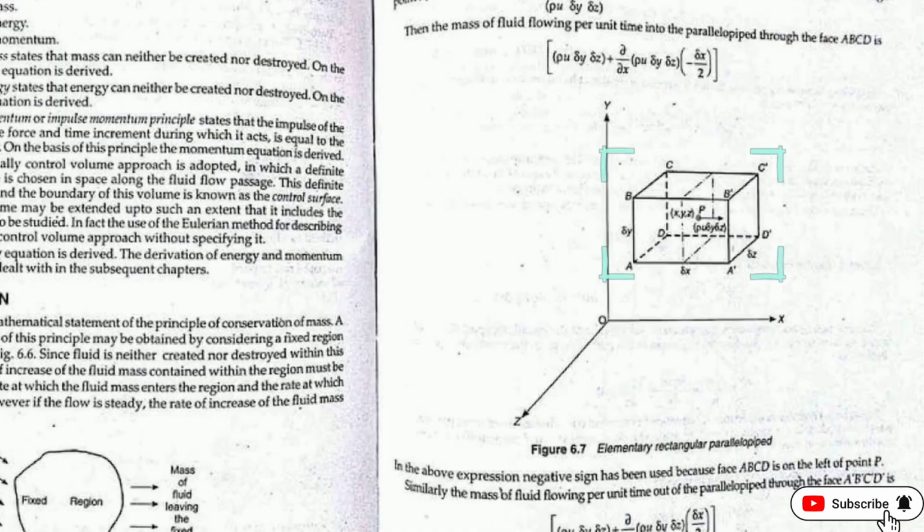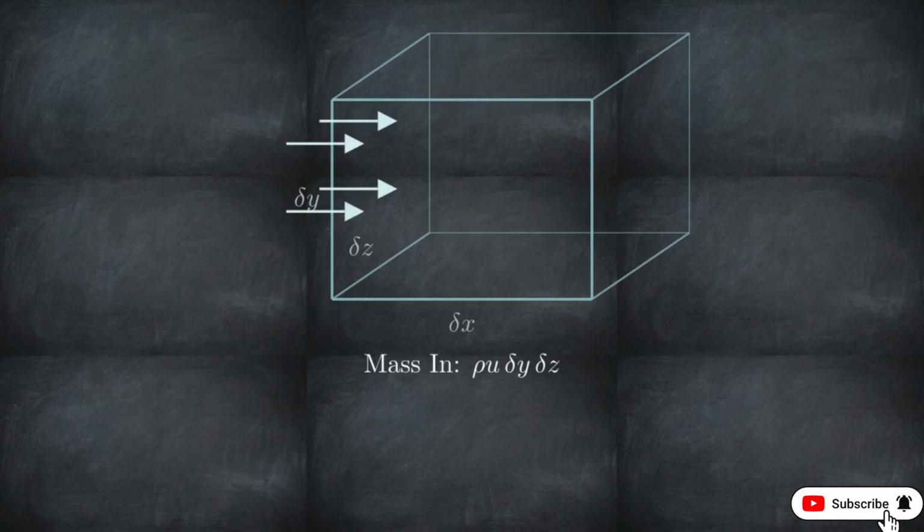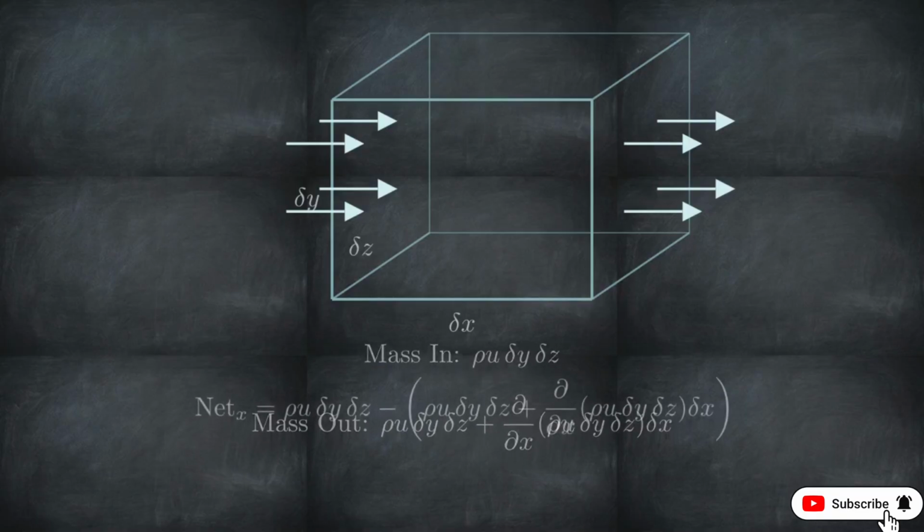This diagram shows that control volume as an elementary rectangular block of fluid, a parallelepiped, anchored at a specific point in a 3D coordinate system. On the x-axis, mass entering the left face is density times velocity u times area. As fluid travels, conditions change. Mass leaving the right face adds this rate of change.